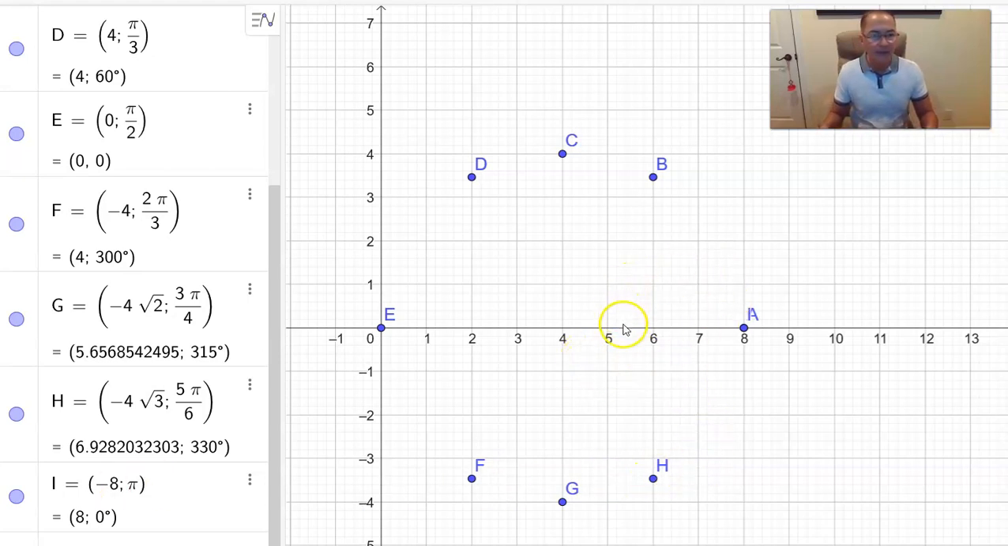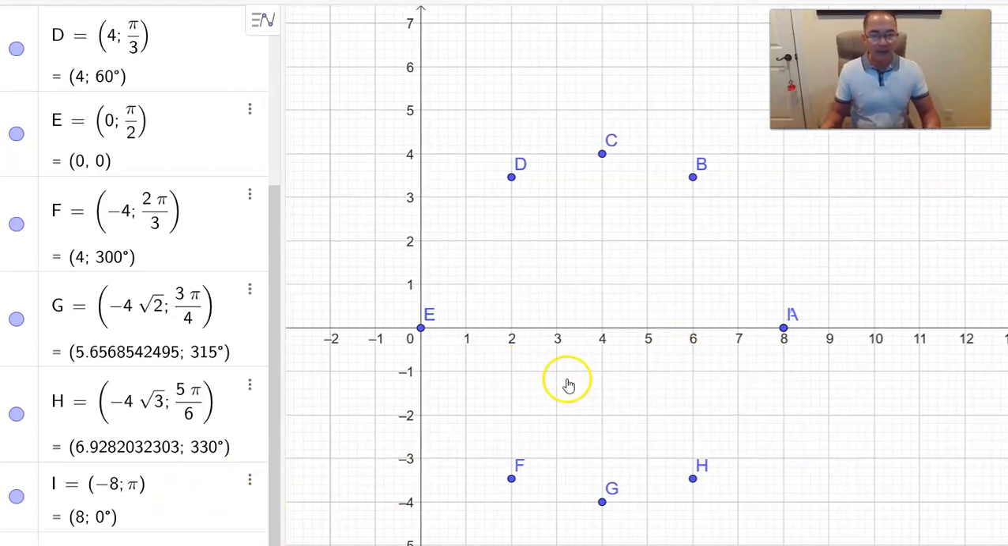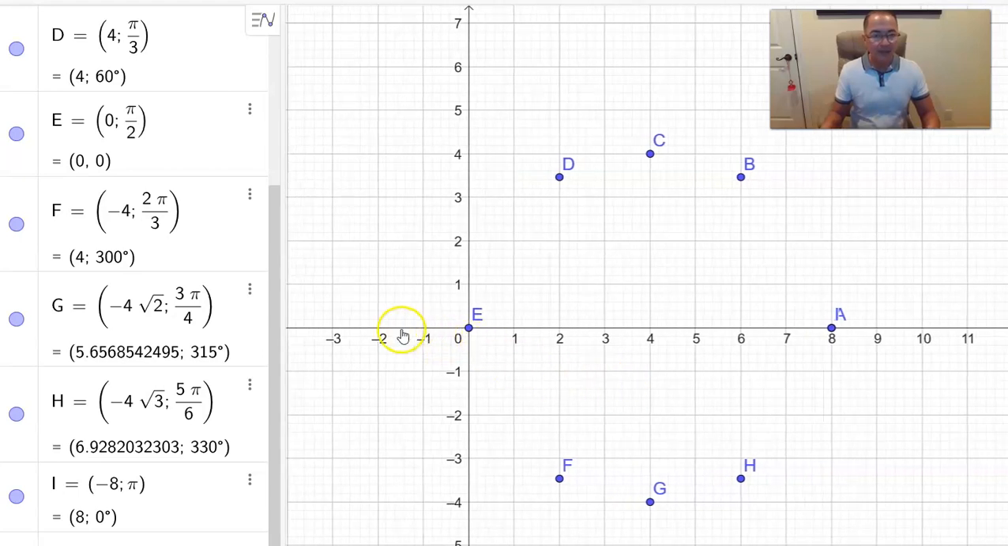There's nothing there. Where did it go? That's because of negative 8 pi, well, let's think about that. Pi is going to the left, but because r is negative 8, we have to go to the right. So it's actually right there. It's hiding behind point A.